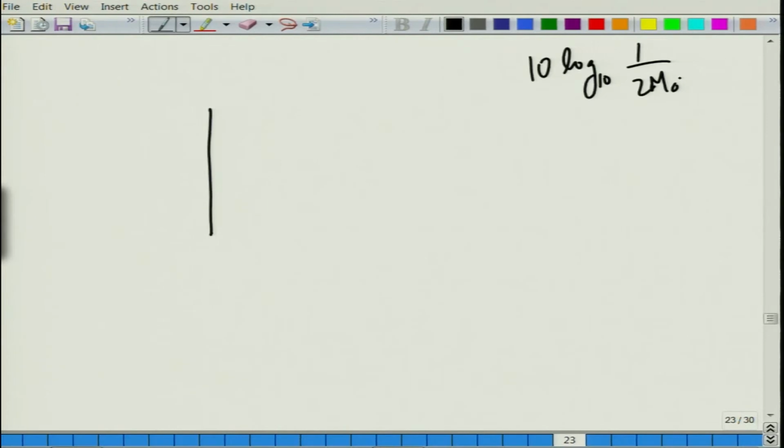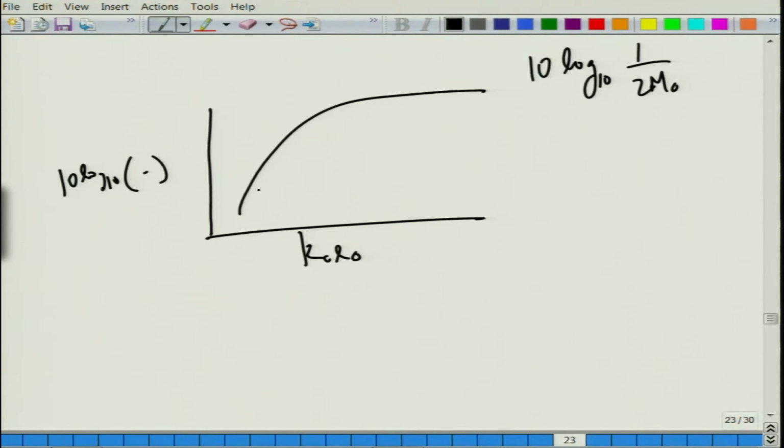So, basically at very low frequencies, let us say this is k naught r naught and this is your 10 times log of 10 entire quantity, it will go like this. So, the greater the Mach number, the greater the difference will be in low frequencies, and then they will converge. So, this is the result for m naught 0, let us say this 0.3, 0.15 and so on.